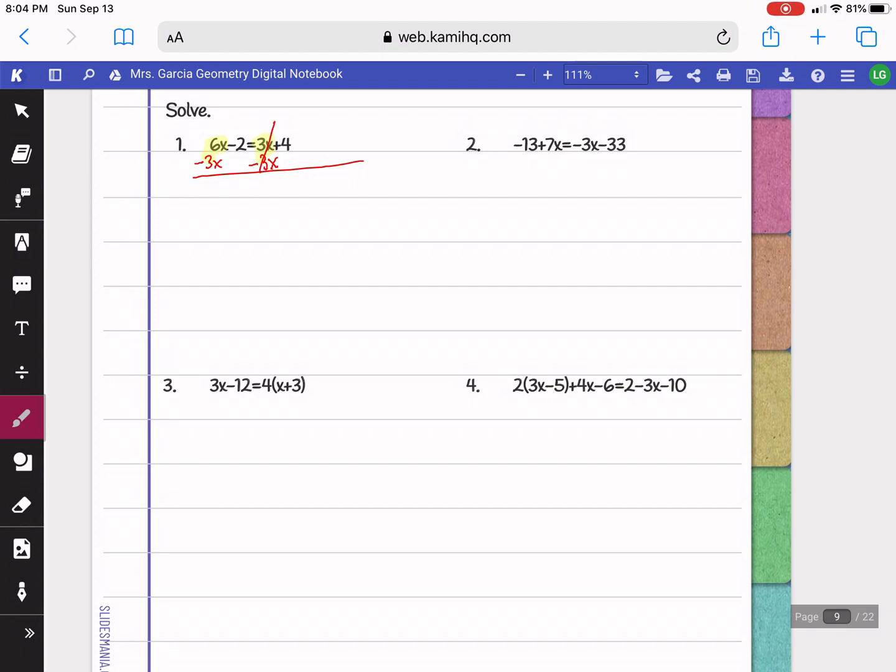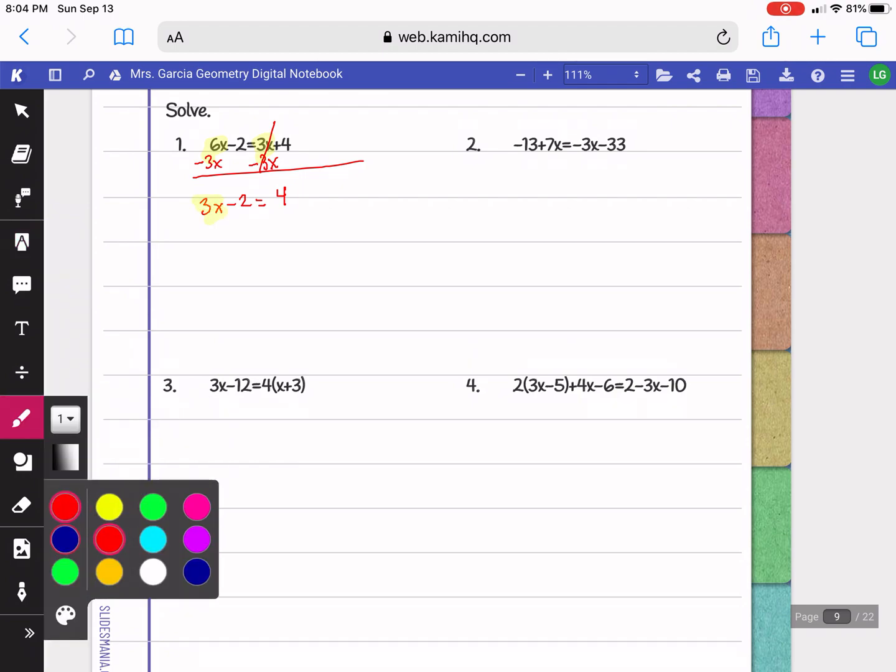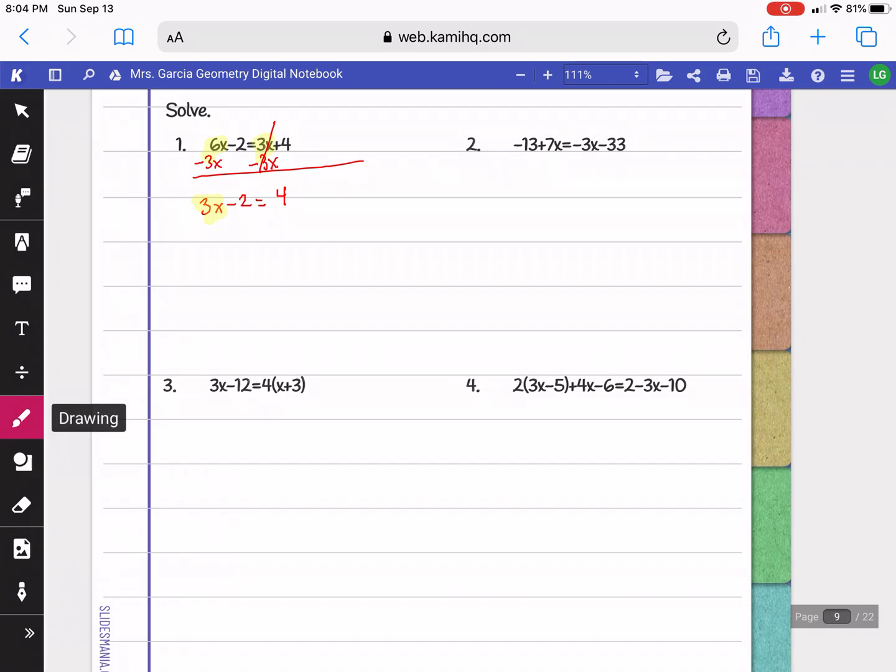So 6x minus 3x is 3x. So I'm left with 3x minus 2 equals positive 4. You don't have to write down the plus sign. It just means your 4 is positive. Now it's a regular two-step equation. My 3 is attached to the x. So I have to undo the 2 first. So the opposite of minus 2 is plus 2. So we get 3x equals 6. And then the opposite of multiplying 3 would be to divide 3. So we get x equals 2 as our answer.